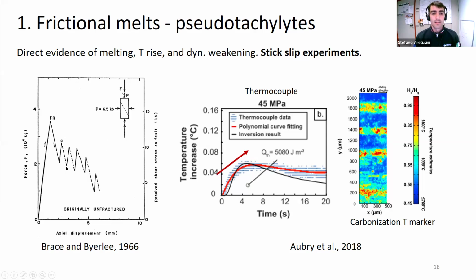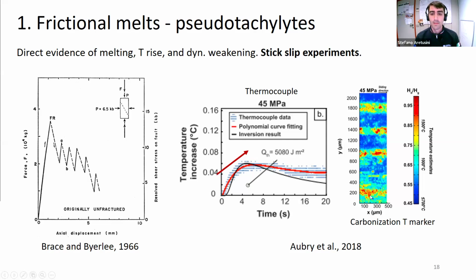And this is just an example of stick slip experiments that were done in Aubry recently, in which, in correspondence of each dynamic stress drop, there was a measurement of temperature that was inverted from a thermocouple measurement a few millimeters away from the slip zone. And this temperature anomaly was also correlated with a thermal marker, in this case a carbonization thermal marker.